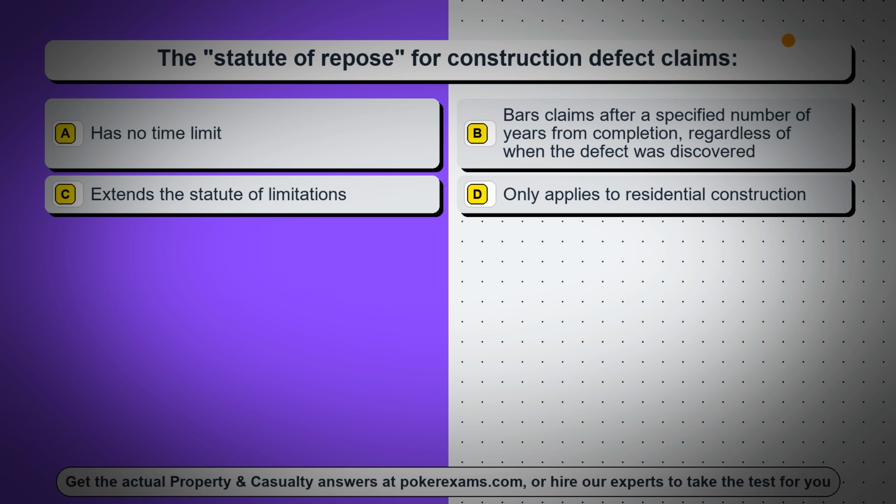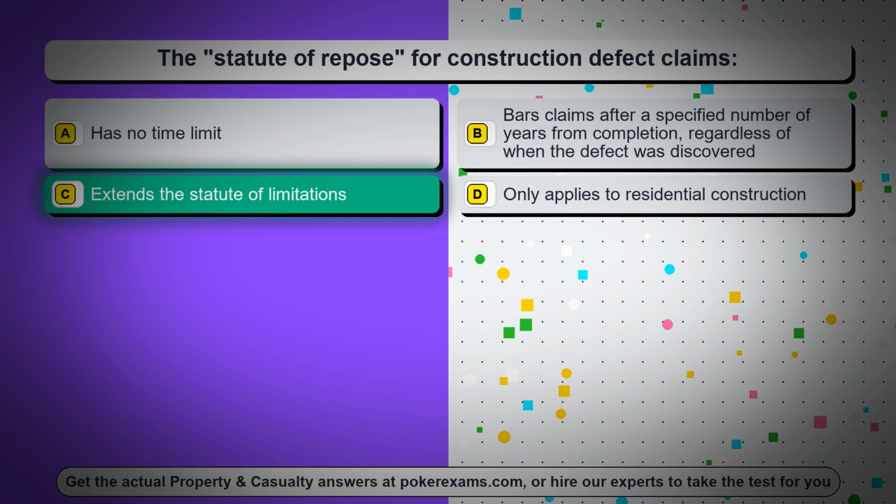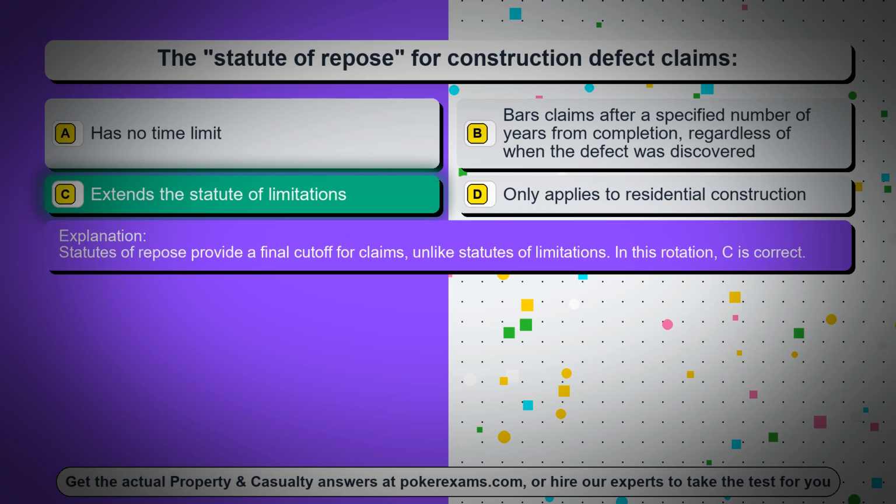Option C, extends the statute of limitations. Option D, only applies to residential construction. The correct answer is option C, extends the statute of limitations. Statutes of repose provide a final cutoff for claims, unlike statutes of limitations. In this rotation, C is correct.